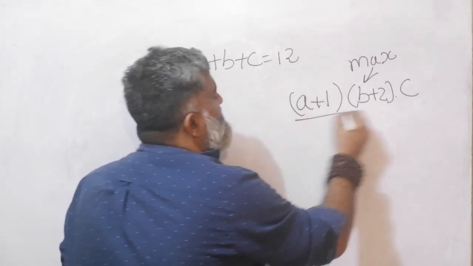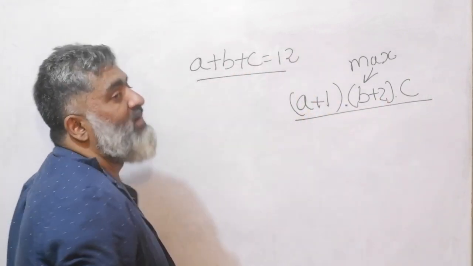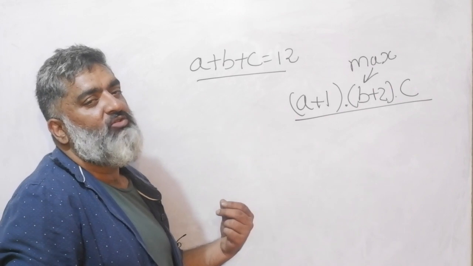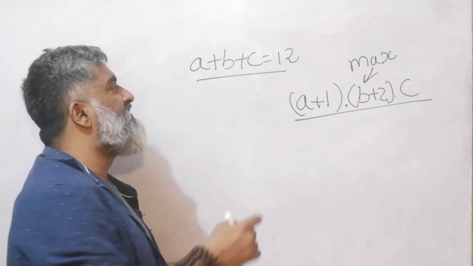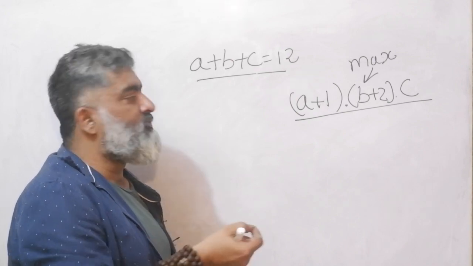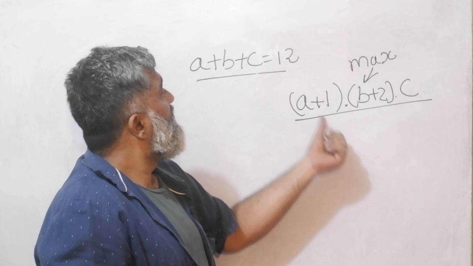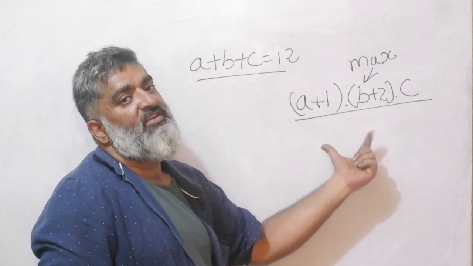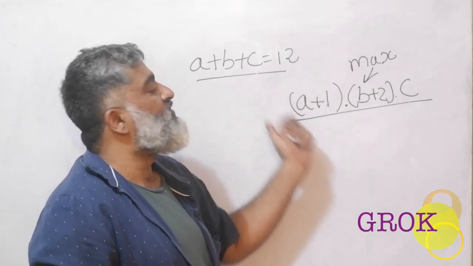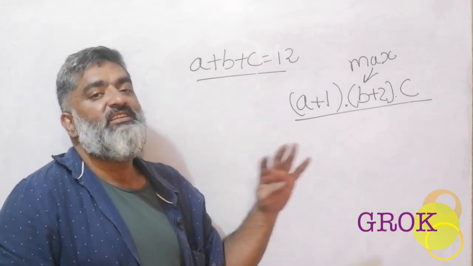So I am being asked about the maximum of a product. The sum is given to me as 12. So if I go for that equal story, at a very superficial level, I will say 4, 4 and 4. A is 4, B is 4, C is 4. And then you will put the value here. You will say 4 plus 1 is 5, 4 plus 2 is 6. So 5 into 6 gives you 30. And C is also 4. 30 into 4 is going to be 120. But that answer is not correct.